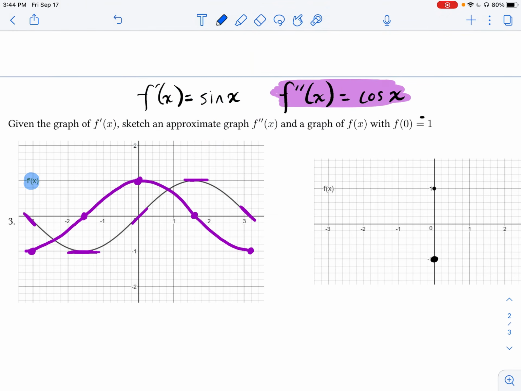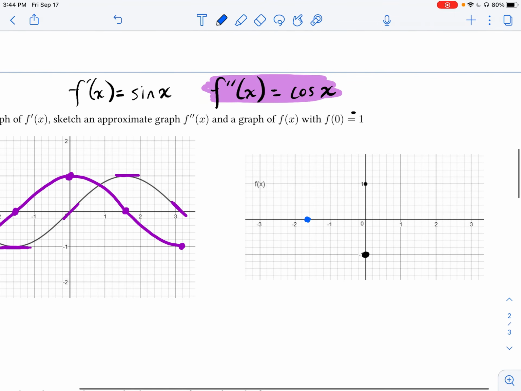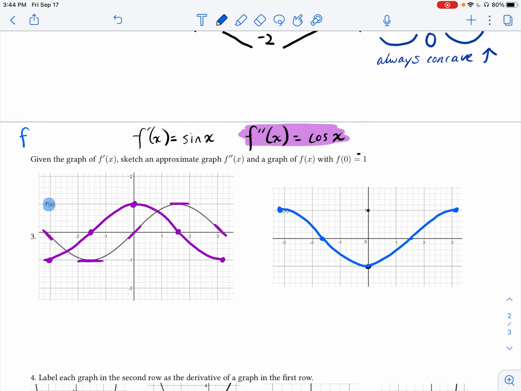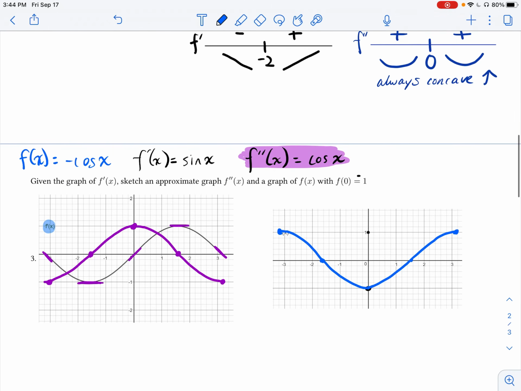Let's just do that in blue. Well, that would look something like this. If I have to go through 0, -1, I would get something that looks like this. And you probably figured it out. We know that if f prime of x is sine x, that means f of x would have to be negative cosine x, which is exactly what we've graphed there. Okay, so hopefully this has helped you develop an understanding of how to actually leverage the information from the derivative and the second derivative to come up with a graph for the original function.